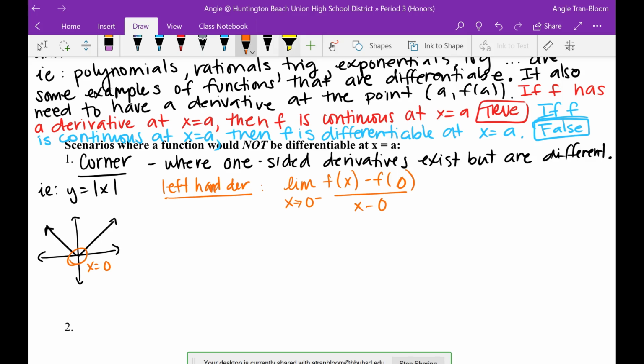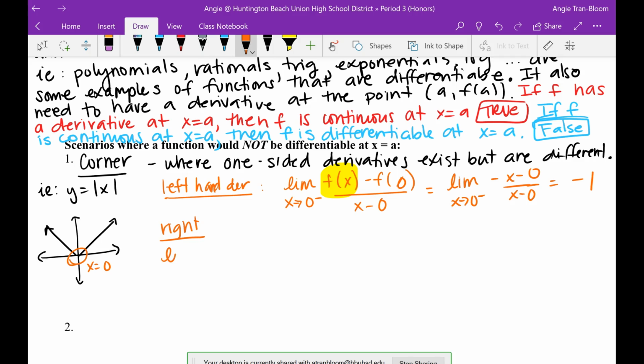This is the part where some of you are going to be confused. What is f of x if I am approaching 0 from the left? Negative x. I'm going to pause right there. Are you okay with that being f of x? What is f of 0 always for this question? 0. So it's negative x minus 0 all over x minus 0, which obviously the zeros are going to go away. So negative x over x, what's that? Negative 1. The left-hand derivative, as you can see, exists. But let's see if it's the same as the right.